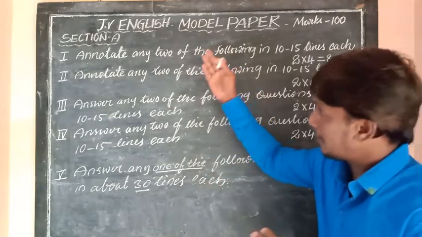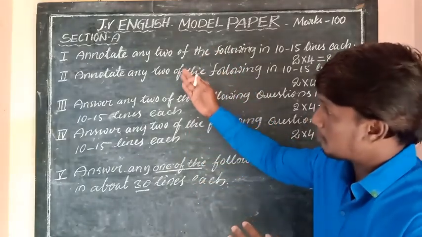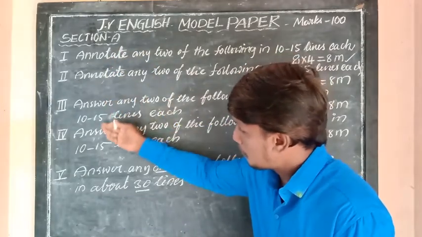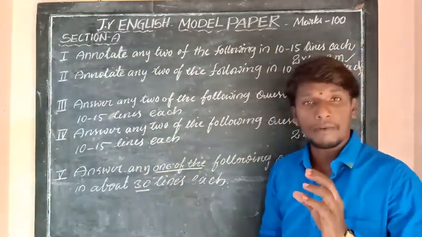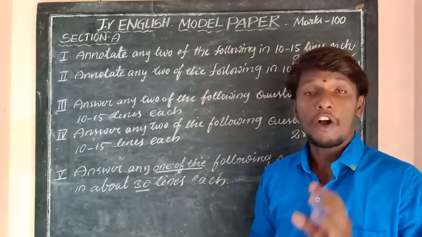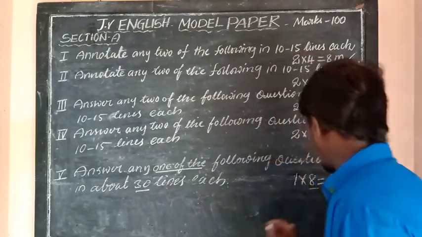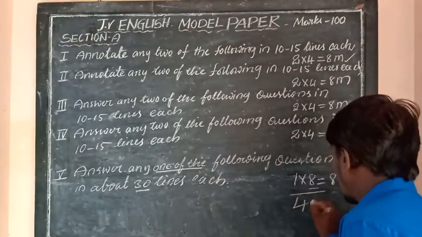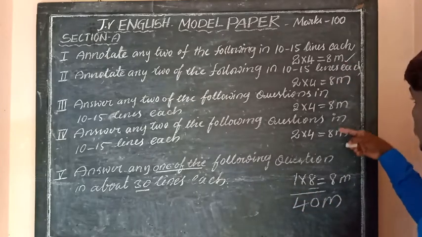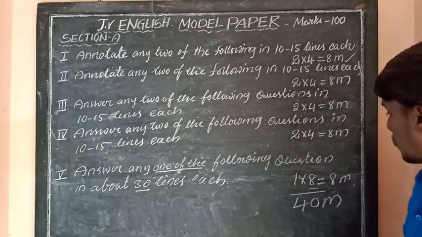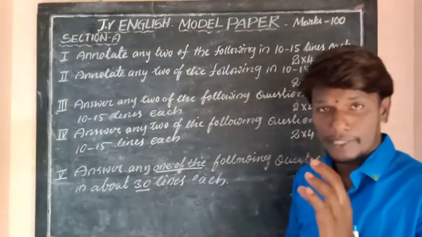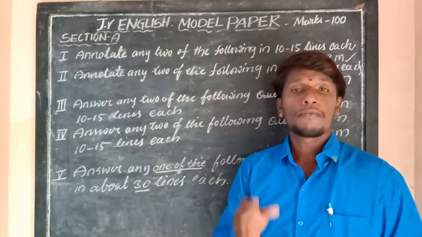Now under this section A, there are about 5 questions. That is Roman number 1, Roman number 2, 3, 4, and finally Roman number 5. From all these 5 Roman numbers, you are going to get about 40 marks. See here, 8, 8, 8, 8. 4 8s are 32 and 32 plus 8 is equal to 40. So from section A, you are going to get 40 marks.